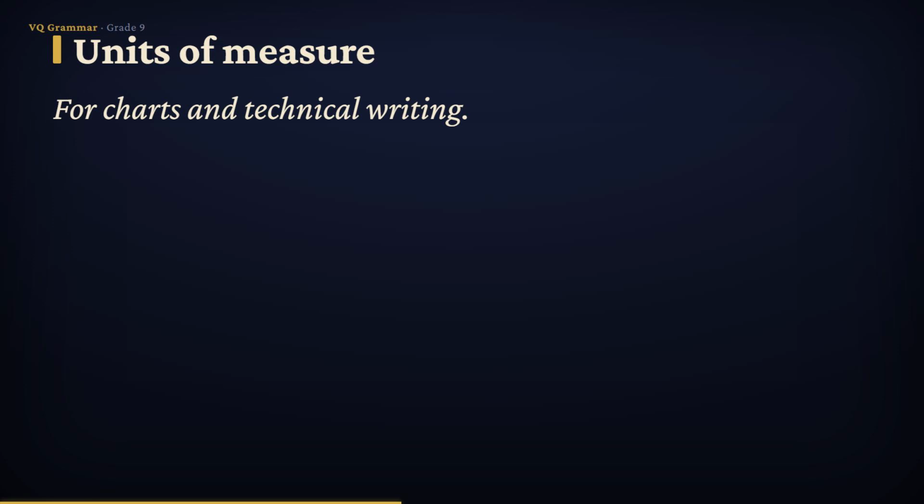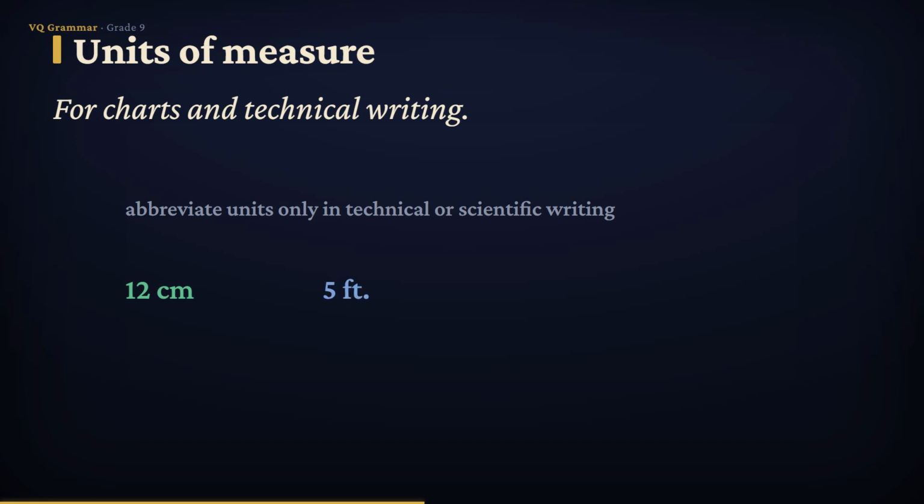Here's a subtler one, units of measure. In a chart, a lab report, or any technical writing, we abbreviate units when they sit next to a numeral. So a length might read 12 cm. A board might be 5 ft long, and a car might hit 60 mph. Two quick notes. Metric abbreviations, like cm for centimeter, take no periods, while the older English ones, like ft for foot, usually do. And the abbreviation stays the same whether there's one unit or many. 5 ft uses the same ft as 1 ft.